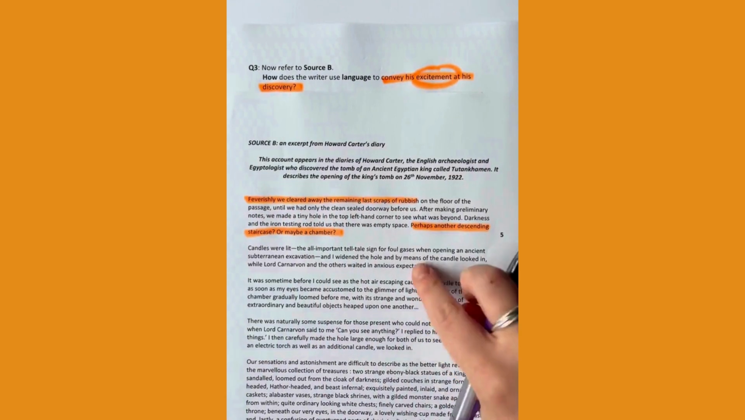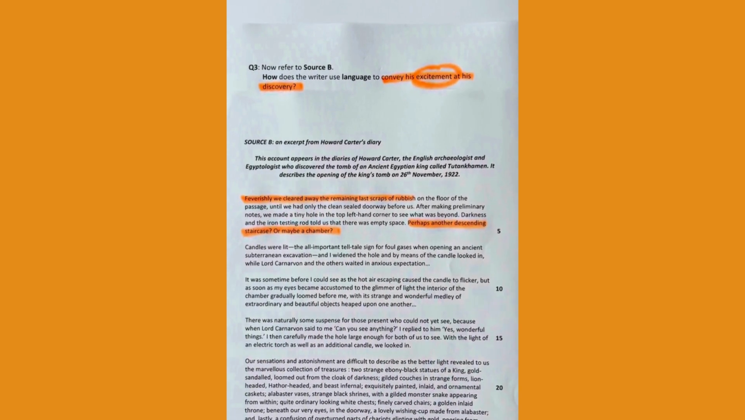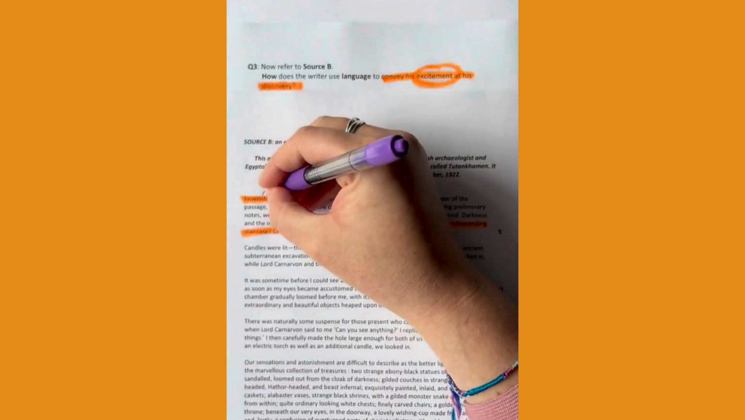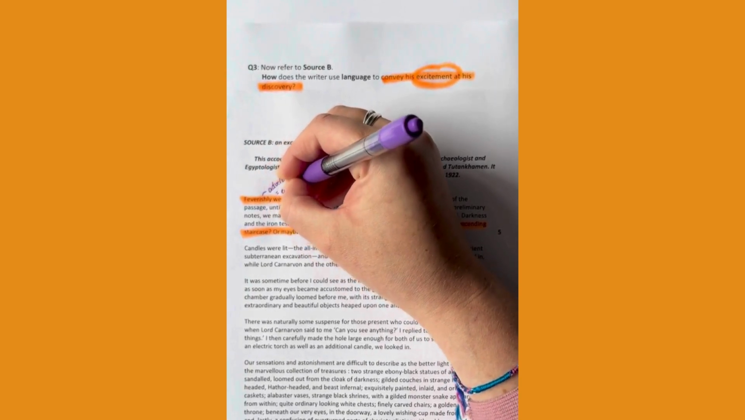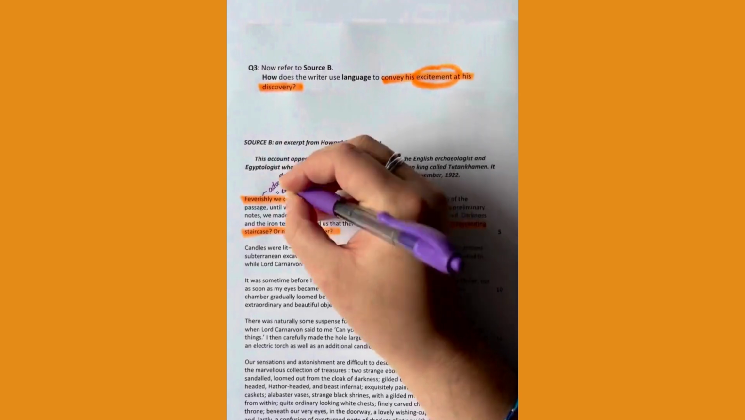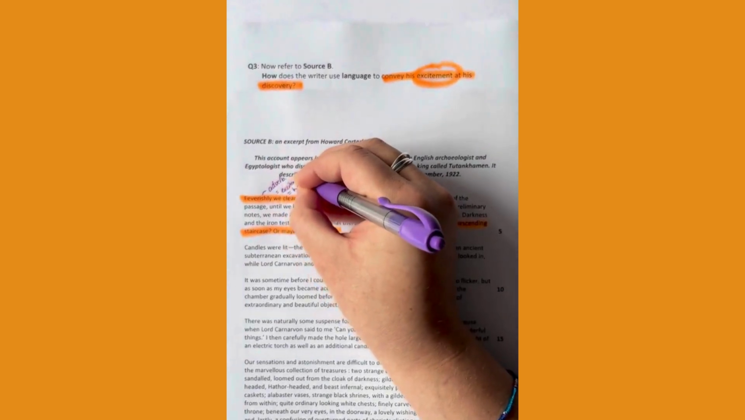Now, because I've started highlighting, what I should do is I should start labelling, because by the time we get down to the end of the extract, I might have forgotten why I've highlighted this, and then I waste precious time by rereading it. So feverishly, I know is an adverb, and it shows excitement. It shows that he's really happy about it.